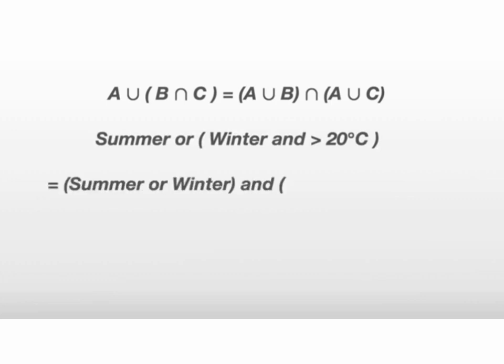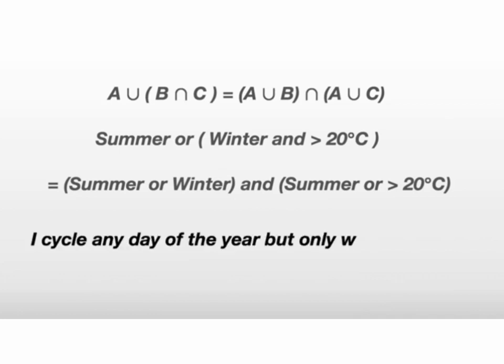So if we have the set of days in the summer or winter and more than 20 degrees, the identity says that this must be the same as summer or winter and summer or more than 20 degrees, which at first sight doesn't seem to make much sense. But notice that summer or winter is any time, and summer or more than 20 degrees is the days when I cycle. We're ignoring other seasons in this example. And we're taking the intersection of these. So we get to something like, I cycle any day of the year, but only when it's summer or more than 20 degrees, which actually makes sense and is another way of saying the original statement.